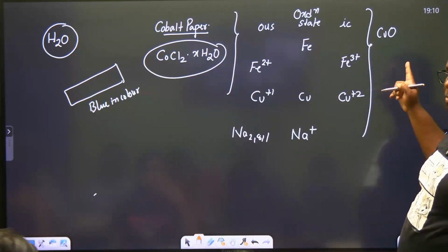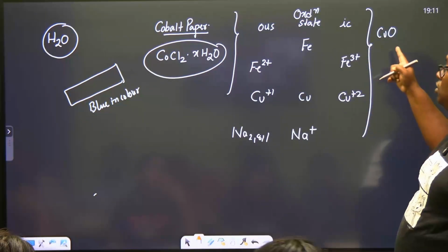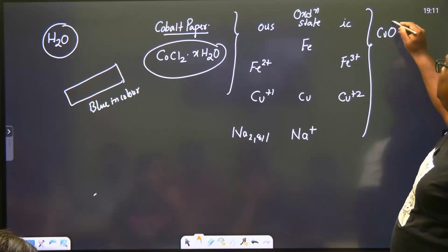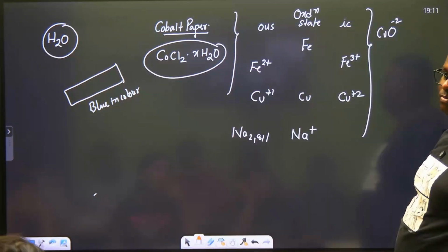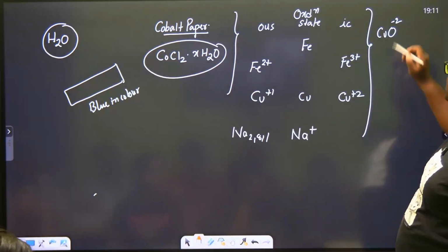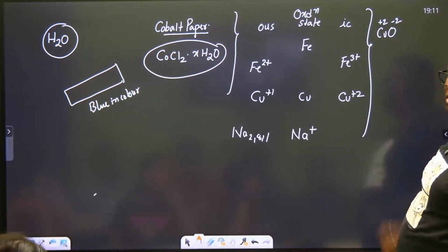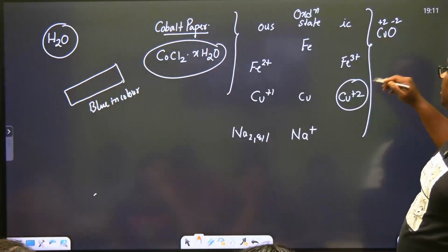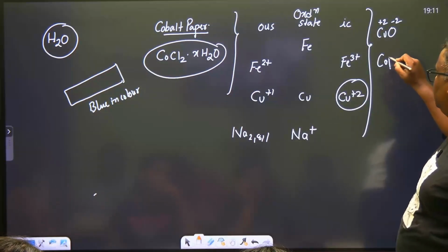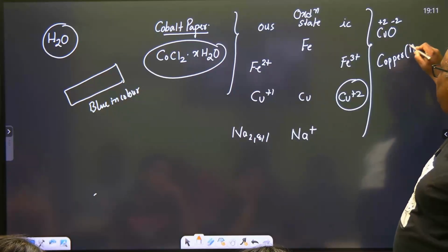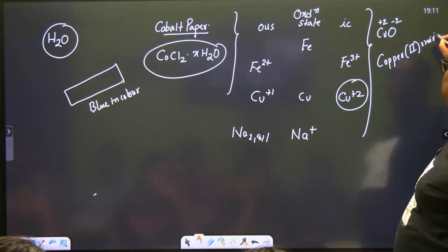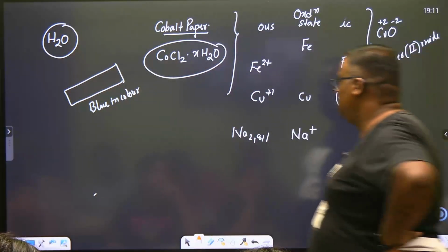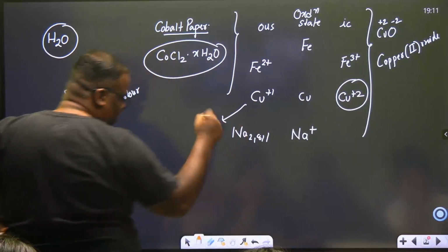CuO, this is copper oxide. Somebody will ask you, is this cuprous oxide or cupric oxide? How to find out? Oxygen is always -2 because oxygen gains 2 electrons. That means copper should be +2. That means it is in this form. This will be known as cupric oxide, but in modern chemistry we will write it as copper 2 oxide. Trivial name will be cupric oxide. Cupric oxide.